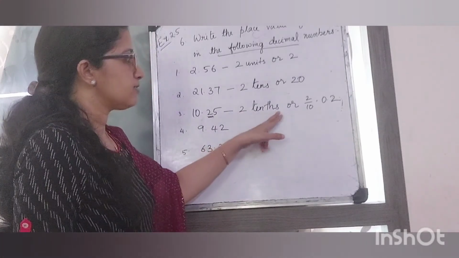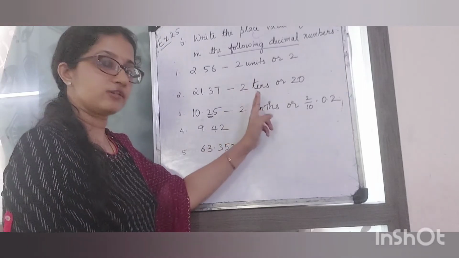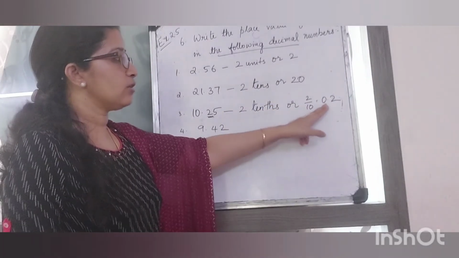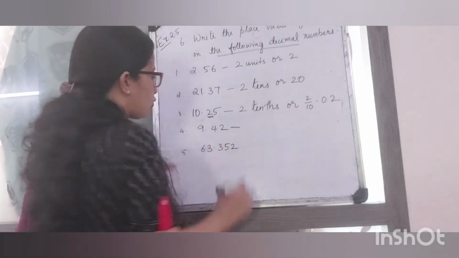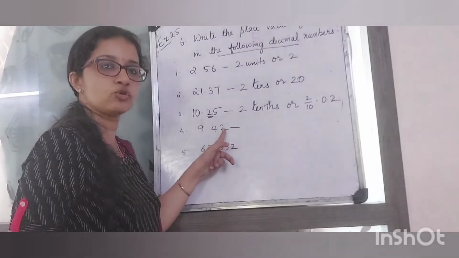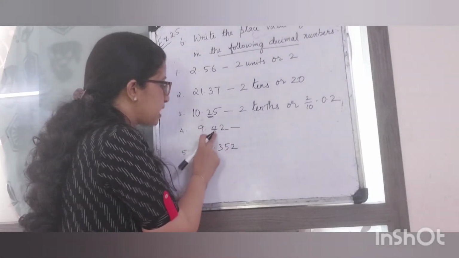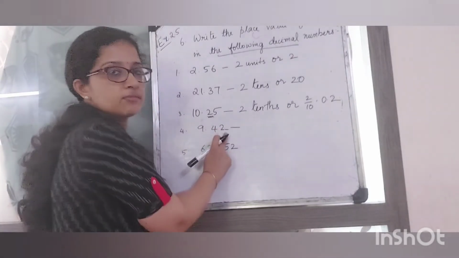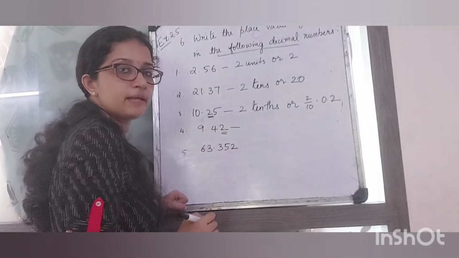Correct? 2 tenths can be written as 2 by 10, which we have already seen in the expansion. So 2 tenths can be written as 2 by 10, which is equivalent to 0.2. Now let's move on to the fourth problem, 9.42. Here 2 is in which place? The first digit after the decimal is the tenths place. The second digit after the decimal is the hundredths place. So this 2 is in the hundredths place.